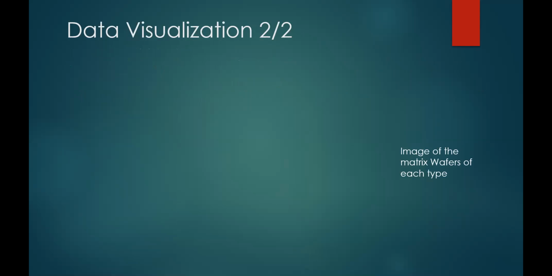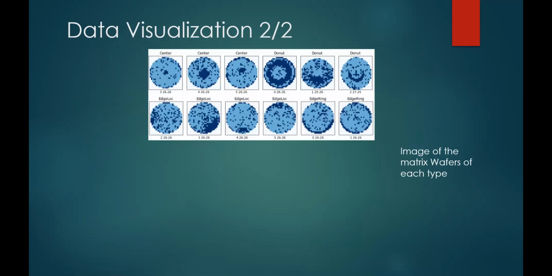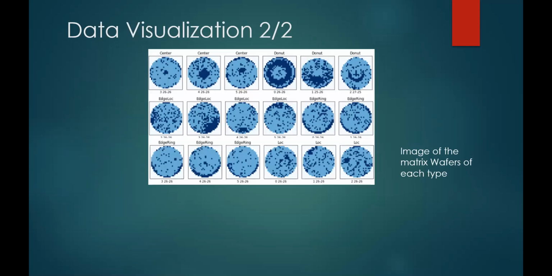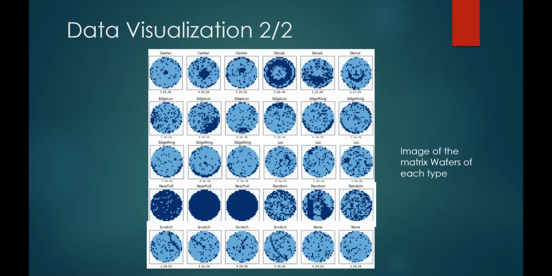This slide will show images of samples of the different defect types. First contains center and donut images. Second, edge loc and edge ring. As you can see, edge ring is at the edge of the image. And edge loc is located in a specific edge of the image. Third, loc. Fourth, near full and random, and fifth, scratch and none.